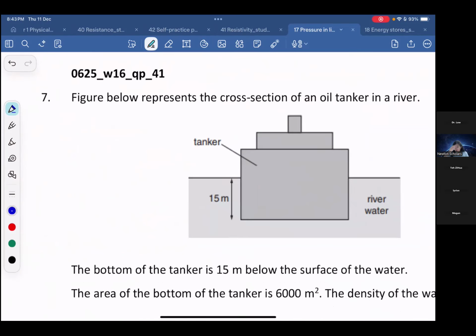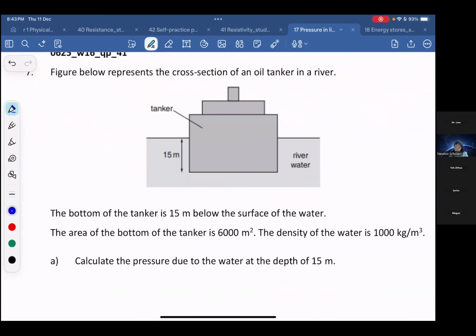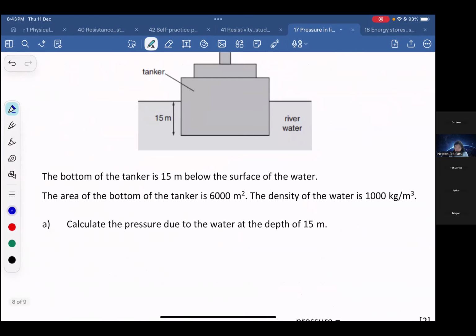Okay, so this one is an oil tanker in a river. The bottom of the tank is 50 meters below the surface of the water. So this is our depth. This one is the area, this one is the depth. Water density is 1000. Calculate the pressure due to the water.